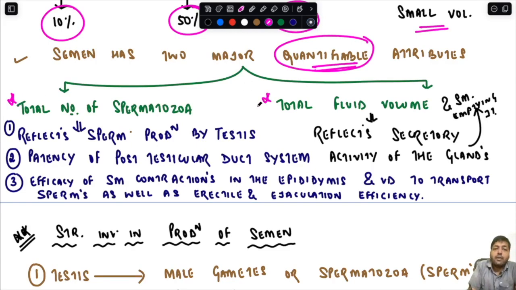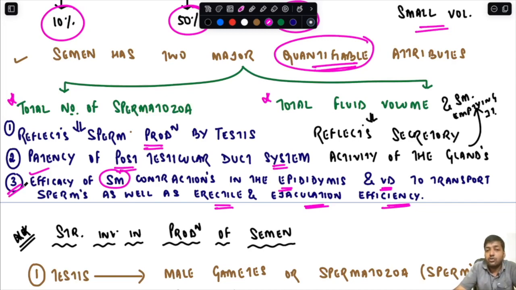The total number of spermatozoa reflects the sperm production by the testis. It also reflects the patency of the post-testicular duct system. It is also indicative of the efficacy of smooth muscle contractions in the epididymis and vas deferens to transport the sperms, as well as the erectile and ejaculation efficiency. This third point has been introduced as the latest major update in the 6th edition of the WHO.